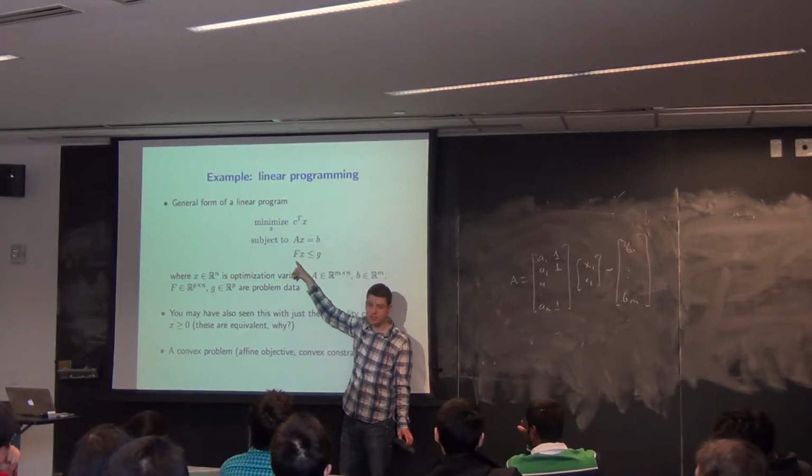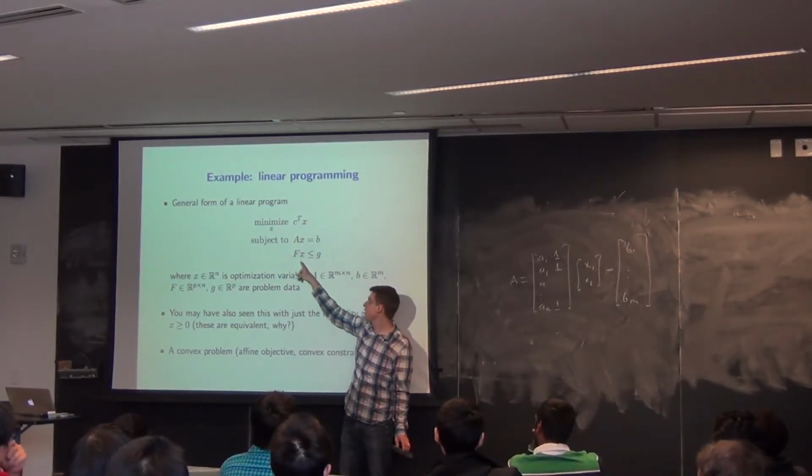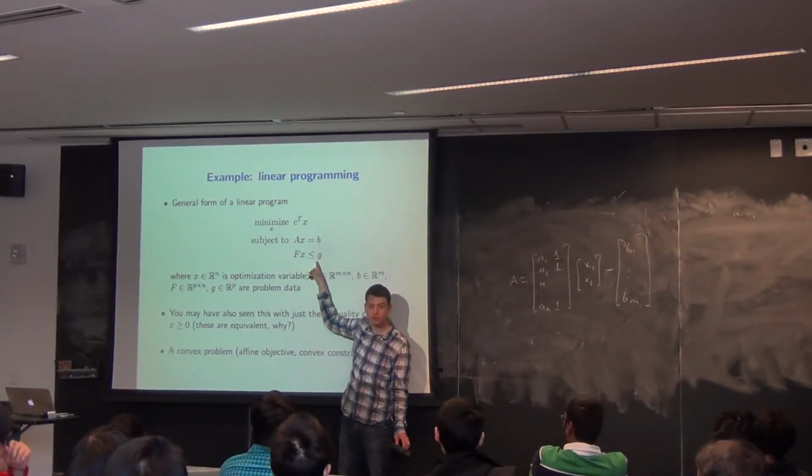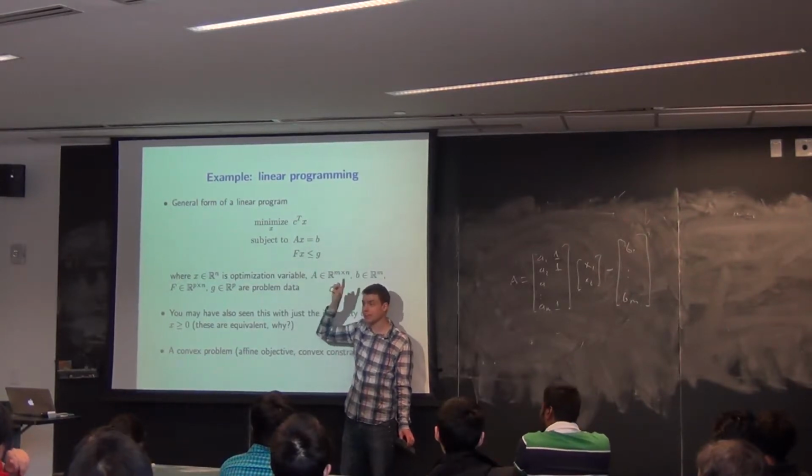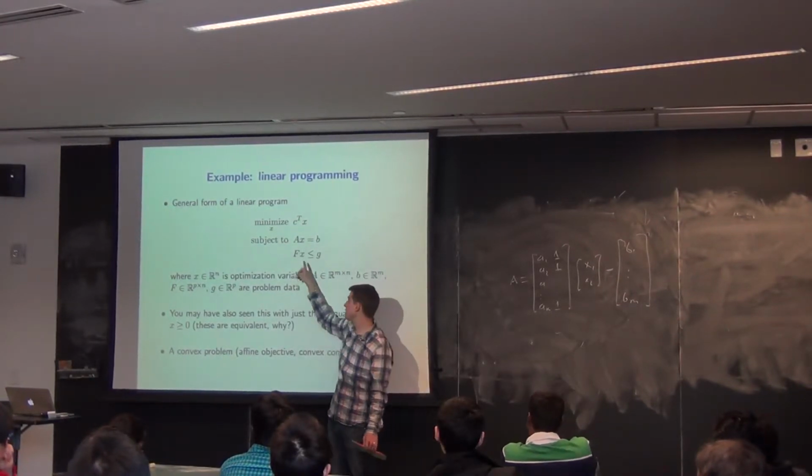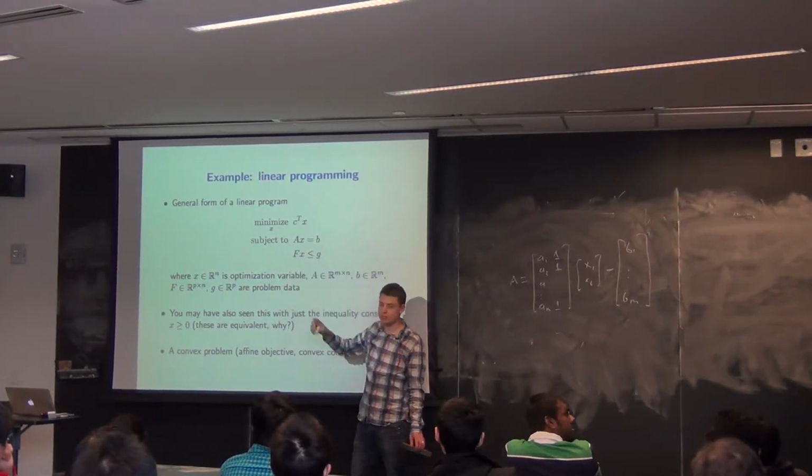When I say this for a set of inequality constraints, these terms are both vectors. And so this inequality means element-wise inequality. It means every element in this vector is less than the corresponding element of that vector.